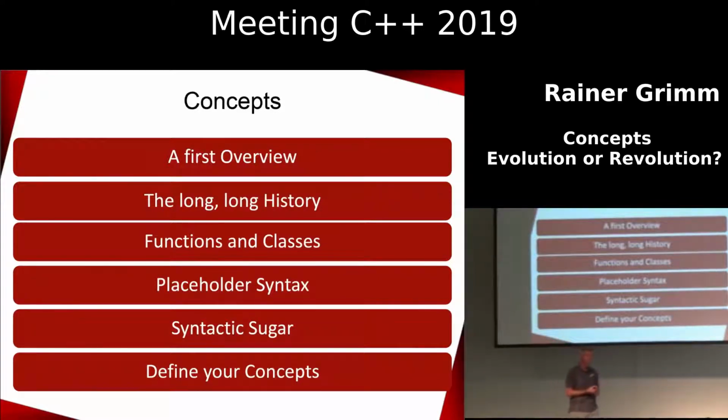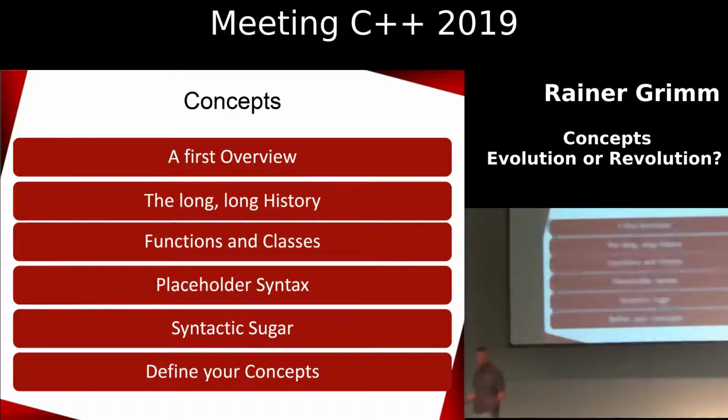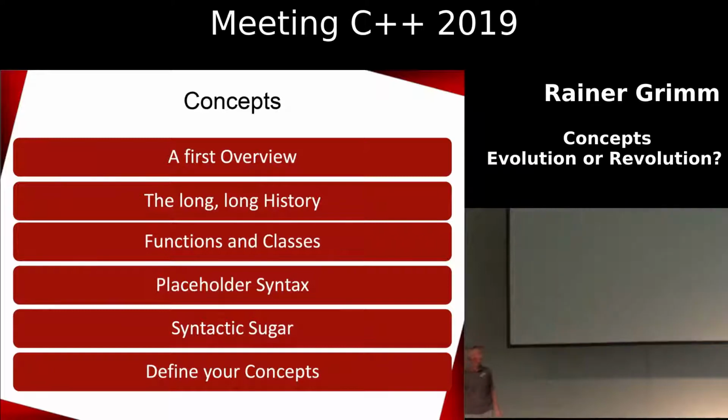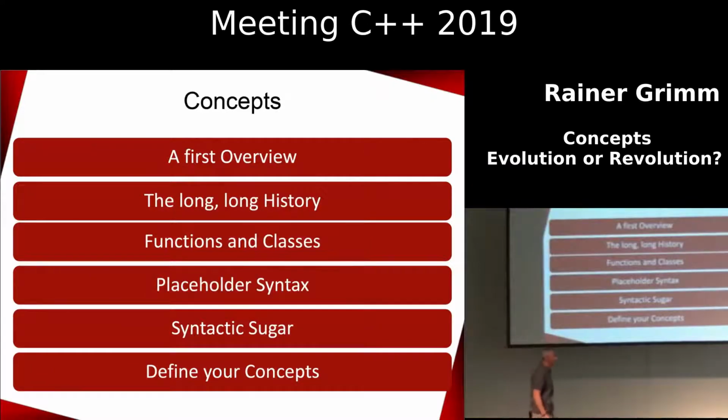I will give a first overview. I will talk a little bit about history, but only a little bit. Then I talk about the boring stuff. But boring stuff is important because it's quite easy to make no mistake. Then more interesting stuff, such as the placeholder syntax, such as syntactic sugar, and, of course, we can define our own concepts. Let's dive in.